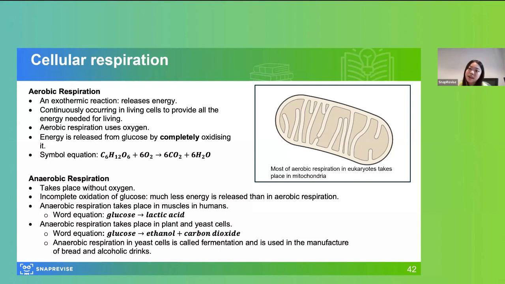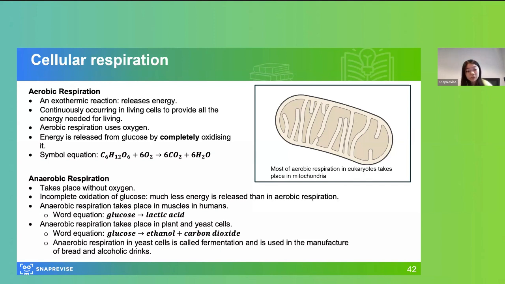Anaerobic respiration takes place without oxygen. So it's incomplete oxidation of glucose. So you're going to have to highlight that word. Aerobic is completely oxidizing it using oxygen. Anaerobic is incomplete oxidation without oxygen. There are two types of anaerobic respiration you need to know, and that's one in humans, in our muscles, and one in plants and yeast cells.